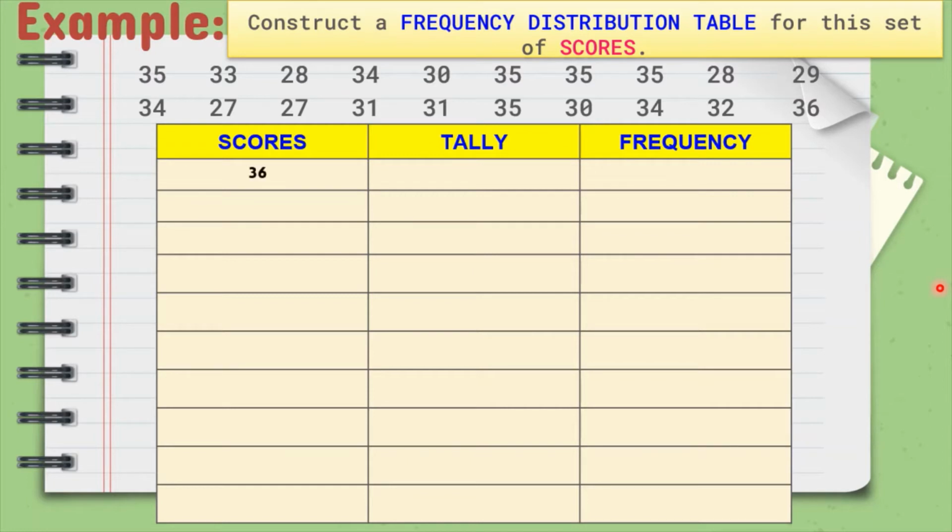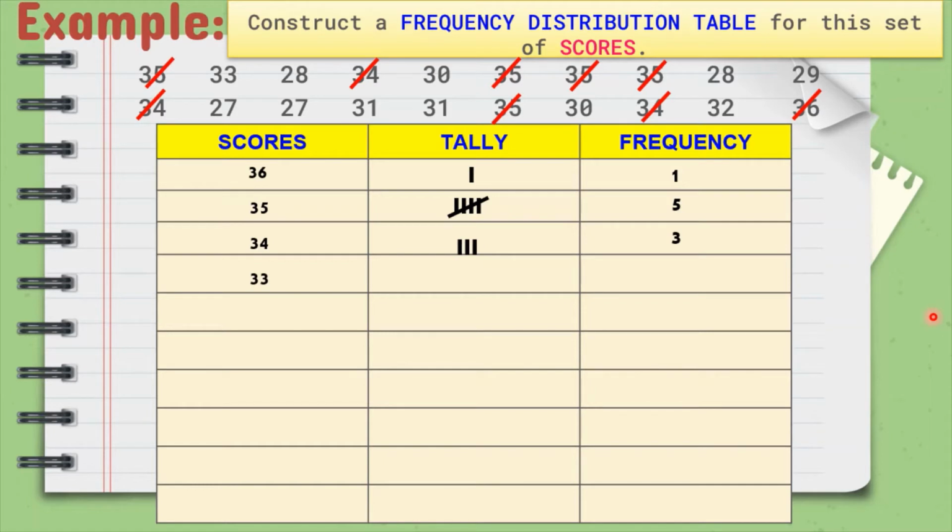So, the first one is 36. So, we will count how many got 36 points. 1. Only 1. So, this is the tally and this is the frequency. Next, 35. So we will count 1, 2, 3, 4, 5. So that is 5. Next, 34. 1, 2, 3. Okay, so that is 3.